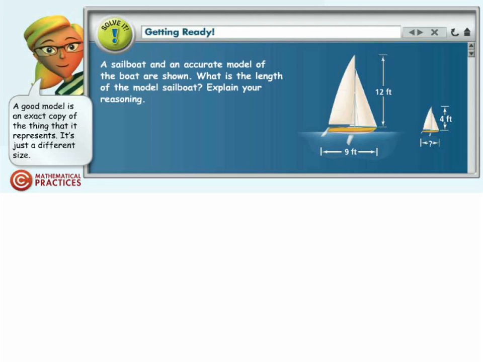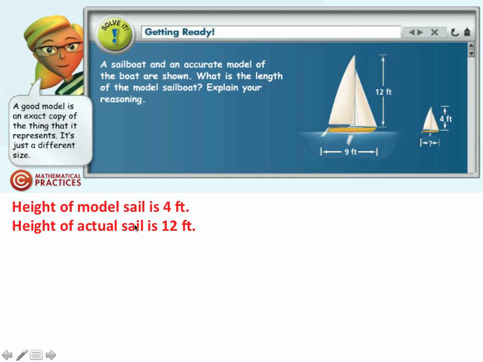A sailboat and an accurate model of the boat are shown. What is the length of the model sailboat? Explain your reasoning. Okay, so here's what I have as an actual sailboat here, and then I have a smaller version, the model of the sailboat. So here we go. Well, the height of the model sail is 4 feet.